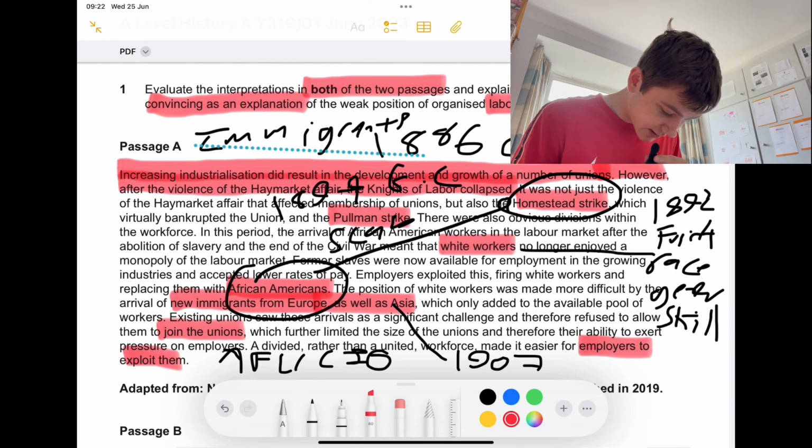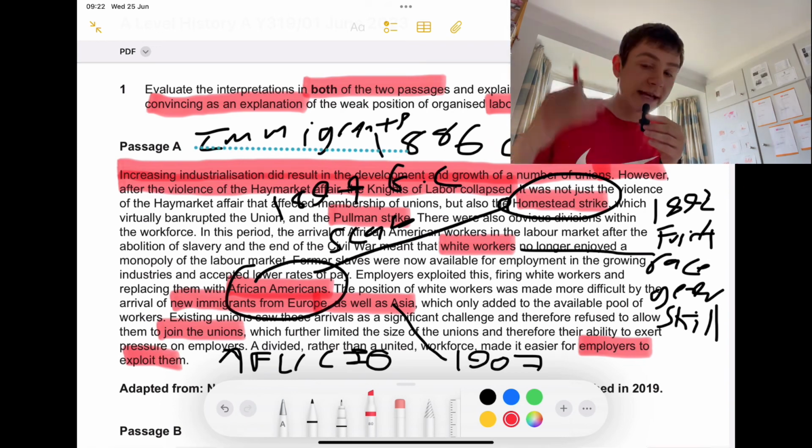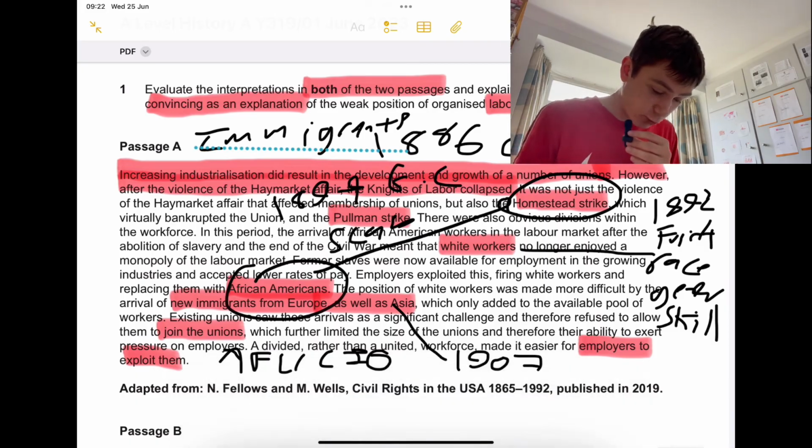And again, employers exploit them because why? The workforce is weakened. It's not a unified aim founded on gender, skill, and ethnicity. Therefore, it cannot present a unified, coherent force. Hence, why the position of labour was quite weak during the Gilded Age. So that's all very, very good there.